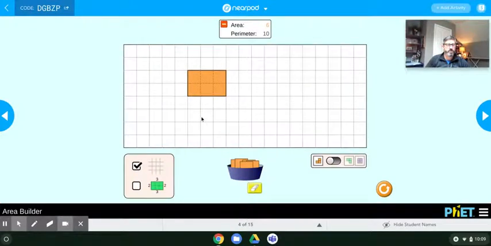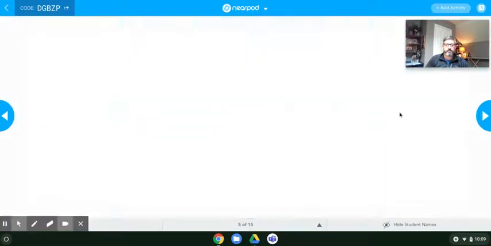All right. So what would the area be of that big square? That's 6. That's right. That's 6 squares. So you see how we find the area there by just counting the squares within the shape. All right, we'll go to the next one.